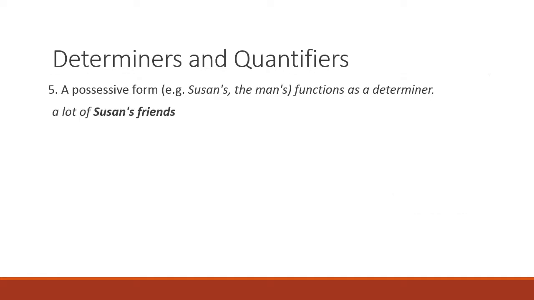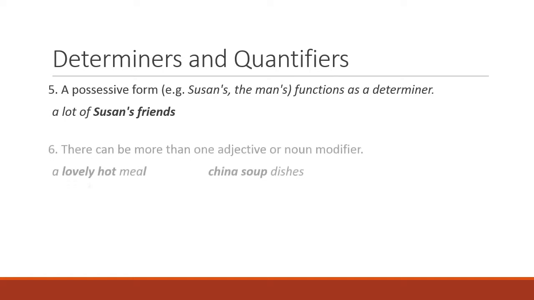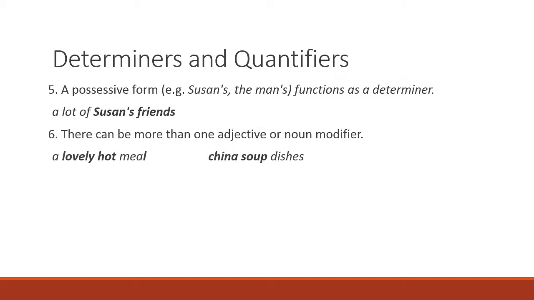Now a possessive form also functions as a determiner. A lot of Susan's friends, or the man's friends. There can be more than one adjective or noun modifier, like a lovely hot meal, where you find lovely and hot, both of them are adjectives, and there can be more than one adjective in a noun phrase.